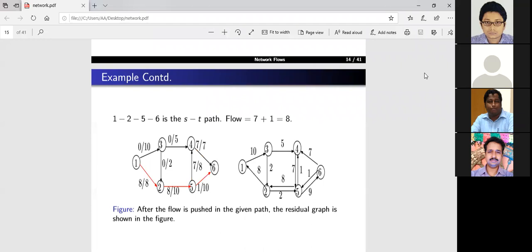So here 1, 2, 5, 6 is the new path. Yes, okay. See, this is a different notation which is also used. 8 by 8 means 8 out of 8.